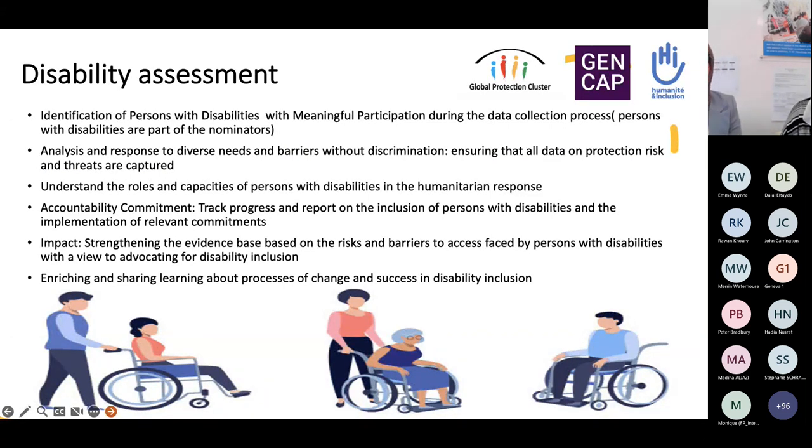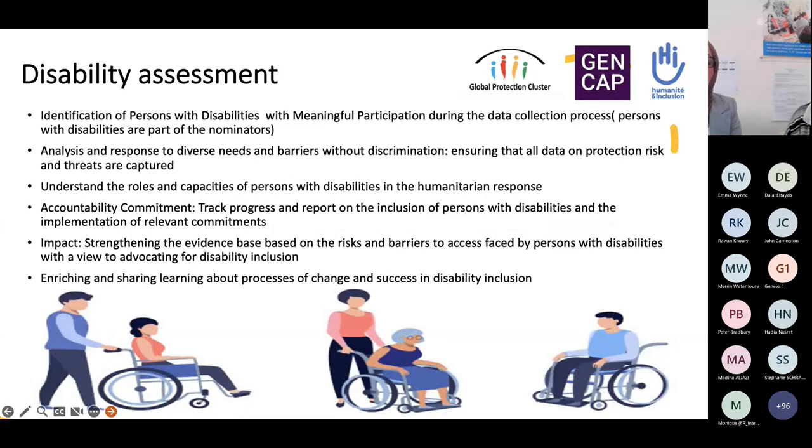There is also a need to understand the roles and capacities. It's very important to compare how persons with disabilities are experienced. So not to generalize that all persons with physical disabilities have the same experience of barriers in their community. While for accountability and commitment, we need to ensure monitoring, reporting and tracking the progress of inclusion of persons with disabilities and the implementation of relevant commitments based on the participation of persons with disabilities.